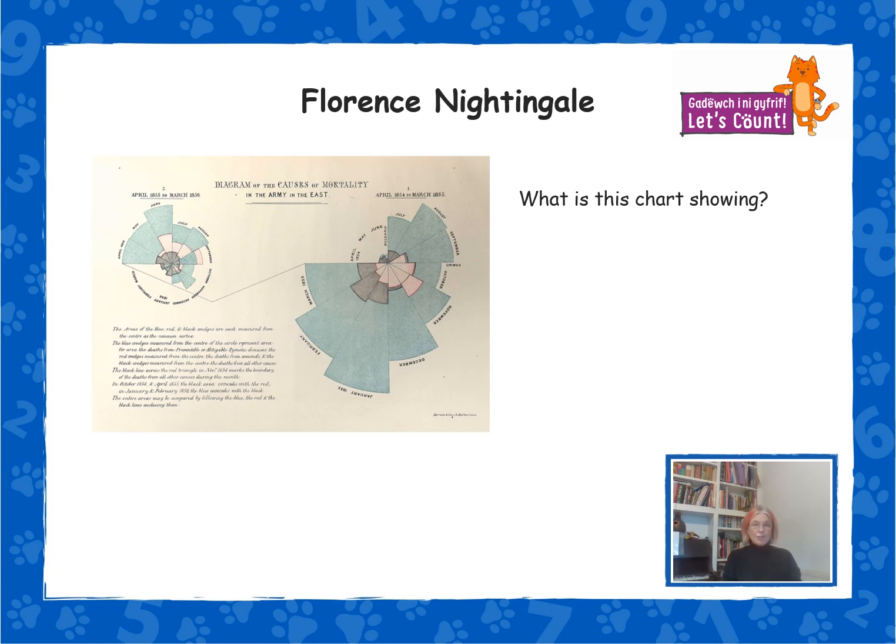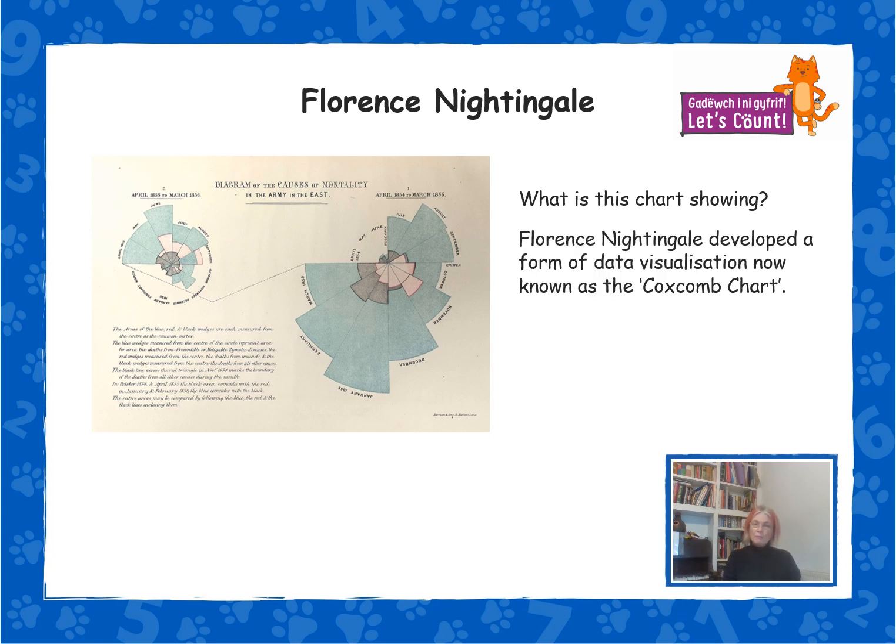This is a chart that Florence Nightingale developed herself, and she called it the Cox Cone Chart because it looks a bit like the bit you get on the top of a chicken's head, and that's called a cox cone. It's a sort of pie chart. Looking at the key, you can see what the different coloured areas represent.